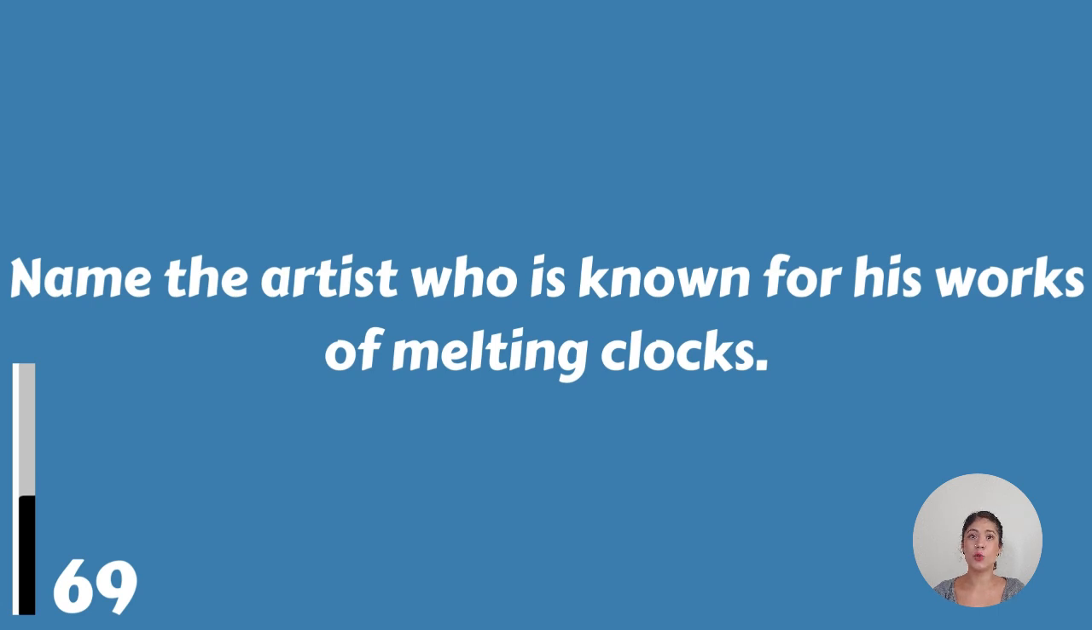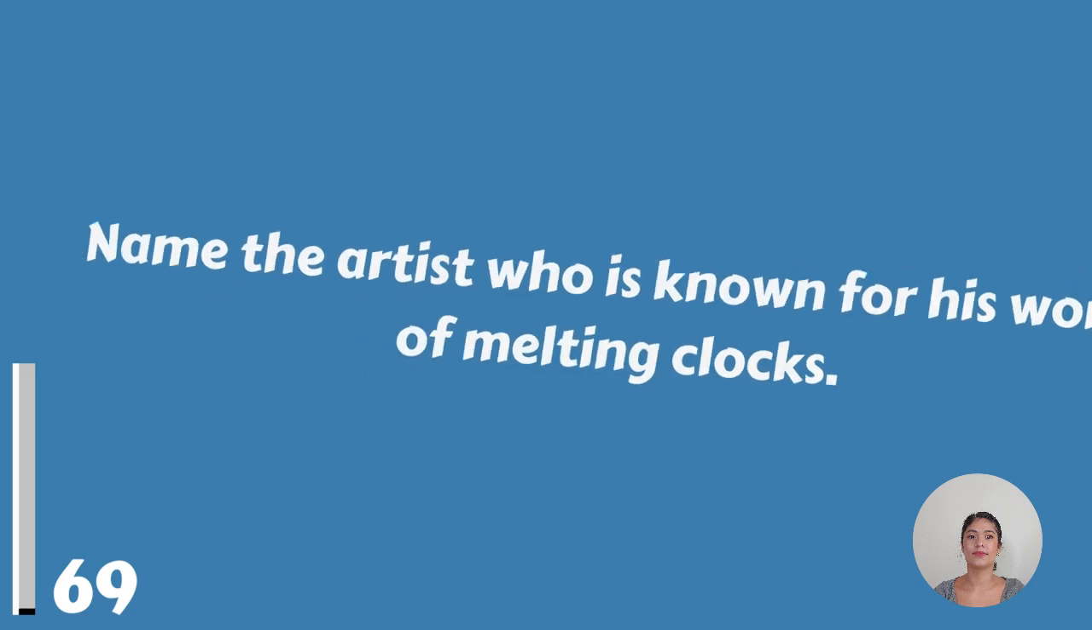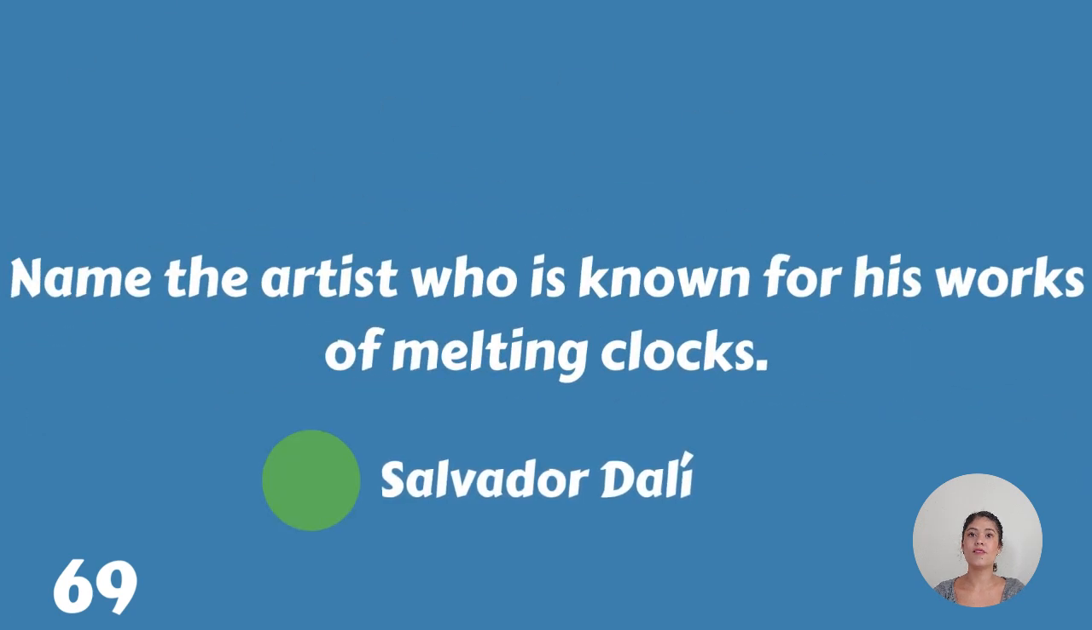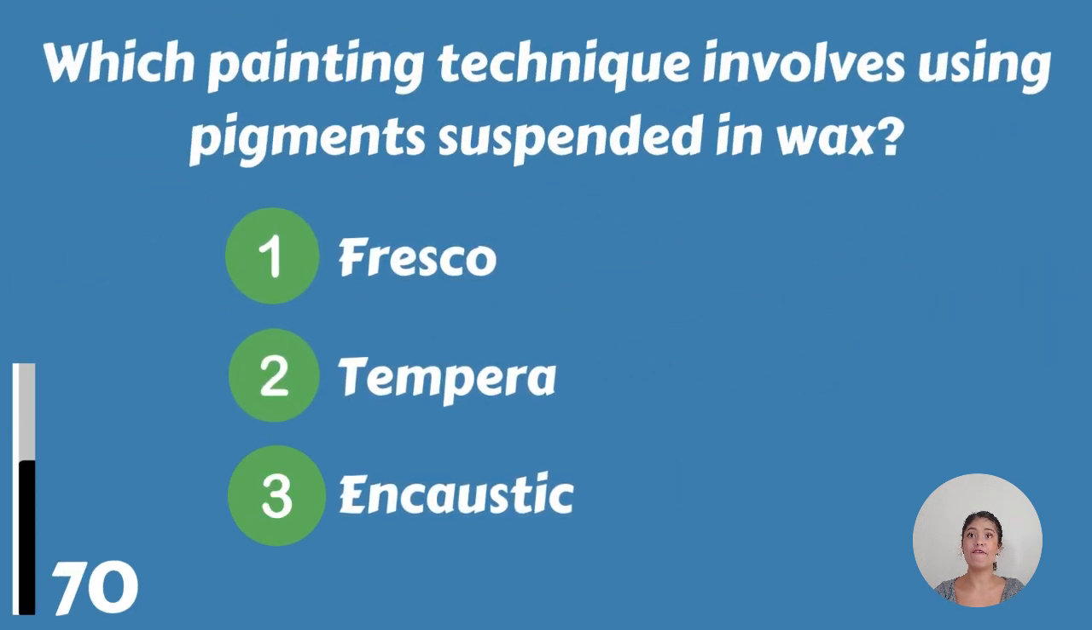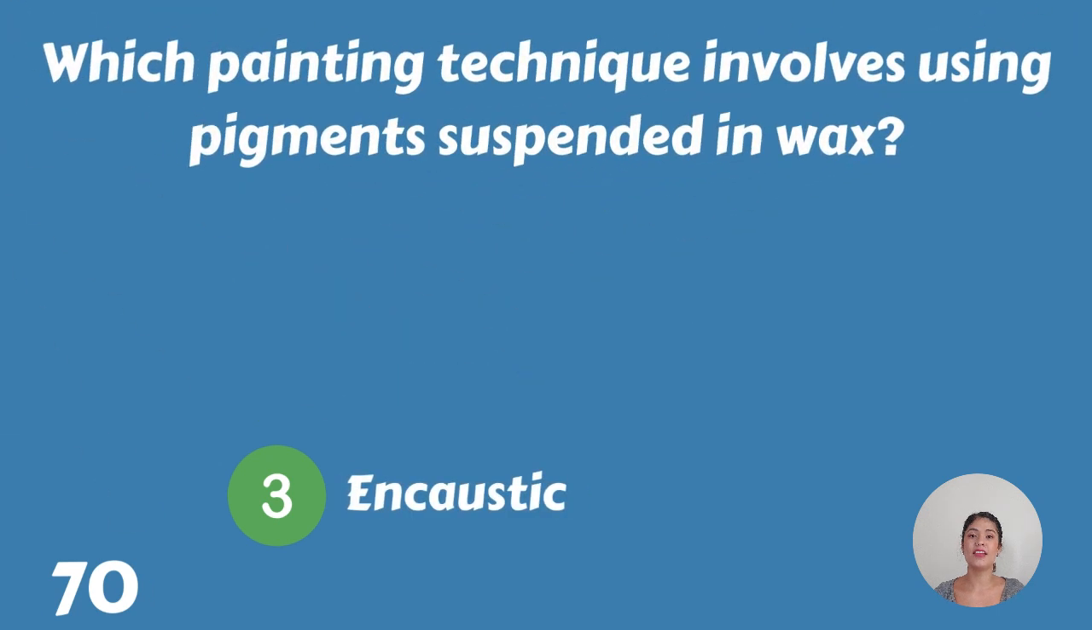Name the artist who is known for his works of melting clocks. Salvador Dalí. Which painting technique involves using pigments suspended in wax? Fresco, tempera, and encaustic. Encaustic.